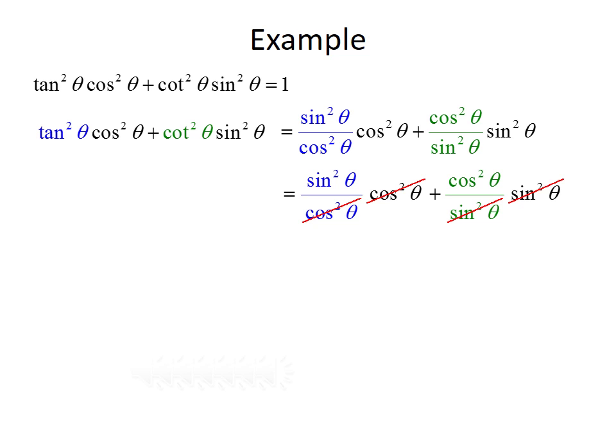If we multiply things out, we'll see that the cosine squared thetas cancel out in the first term, and the sine squared thetas cancel out in the second term, leaving us with sine squared theta plus cosine squared theta. That's one of our Pythagorean identities, so we know that that is equal to 1. And so we verified that tangent squared theta, cosine squared theta, plus cotangent squared theta, sine squared theta is equal to 1.